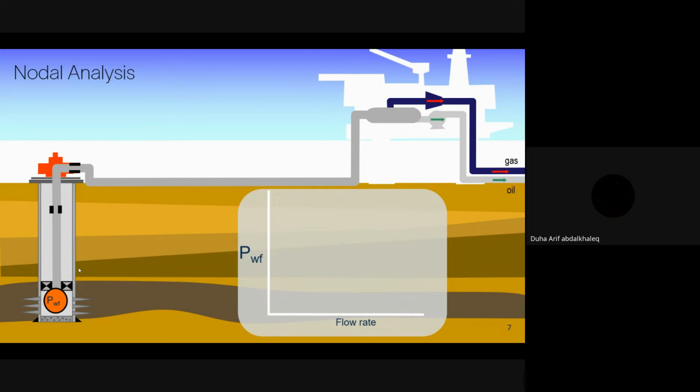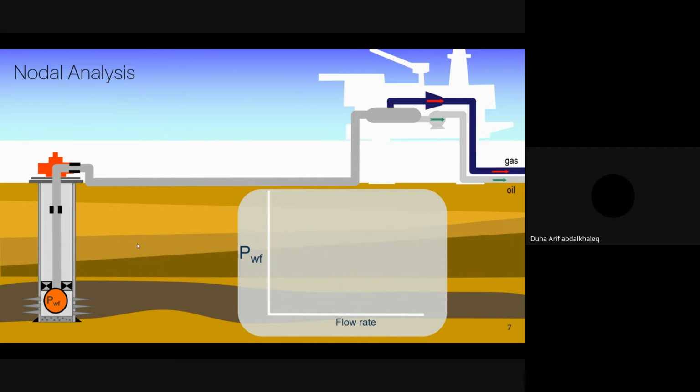Likewise, when we separate our system into two components, the outflow, which is from the bottom hole of the well to the wellhead, or in this case to the separator, is called outflow. And it represents the pressure difference between the nodal point and the system outlets.